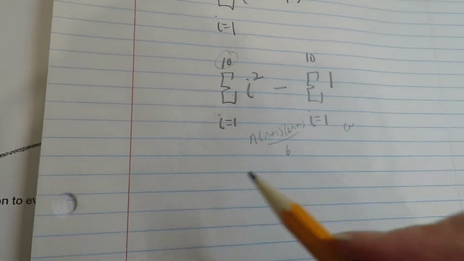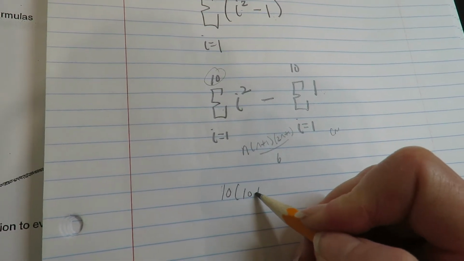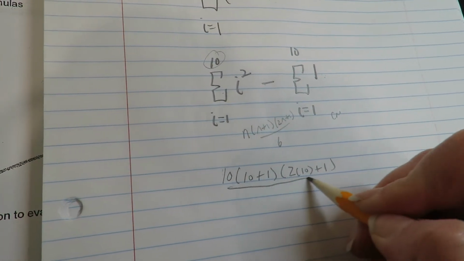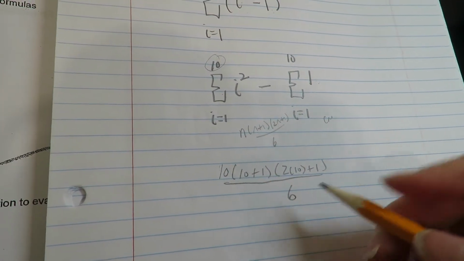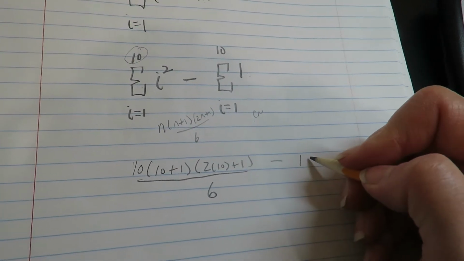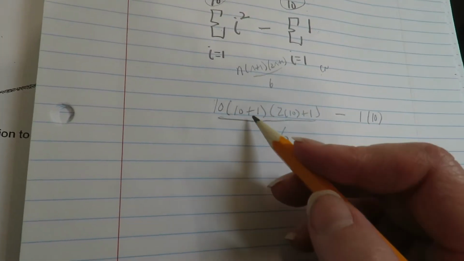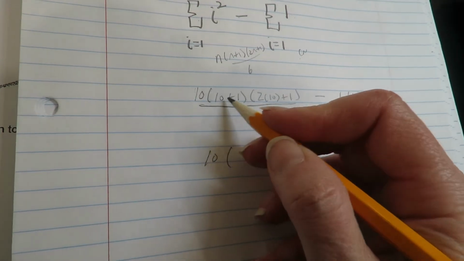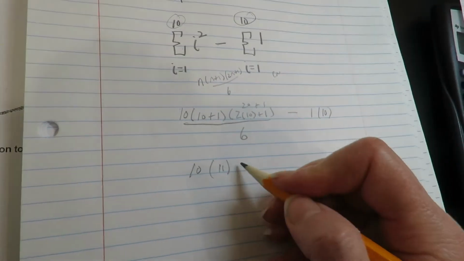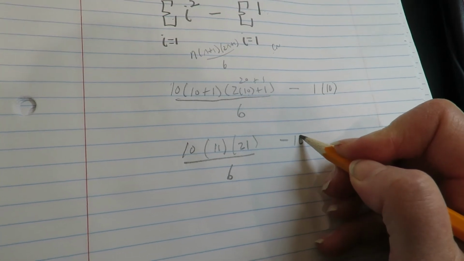All right, then you want to plug into the formula. So n here is 10. So we're going to do 10 times 10 plus 1, 2 times 10 plus 1 over 6. And then for this one, we just need the constant, which is a 1, and n is 10 again. All right, so it's 10 times 10 plus 1 is 11, 2 times 10 is 20, then you have to add 1, so it's 21 over 6 minus 10.